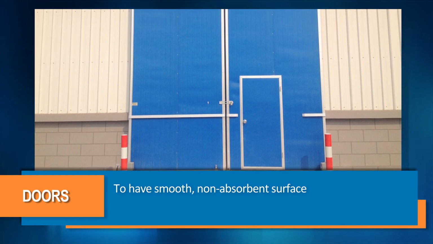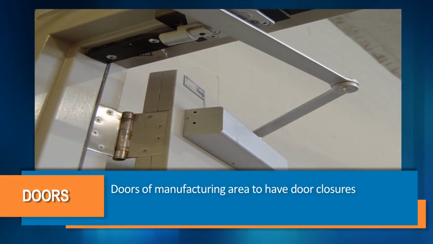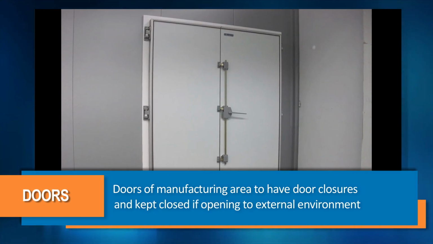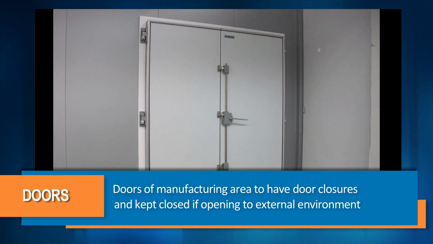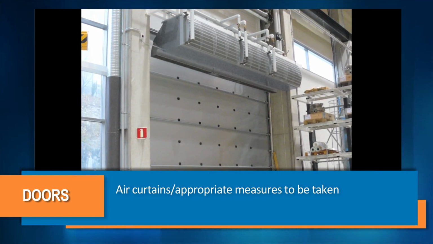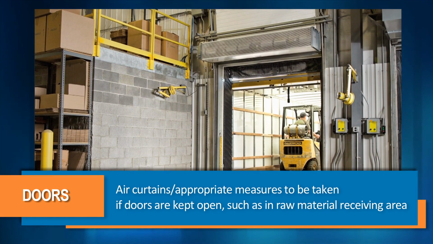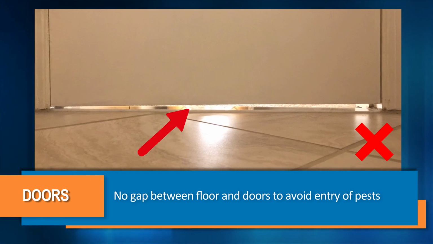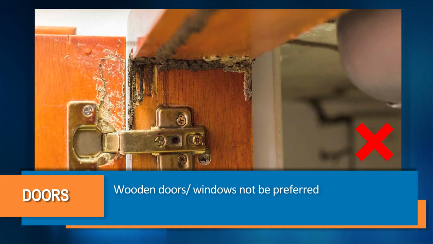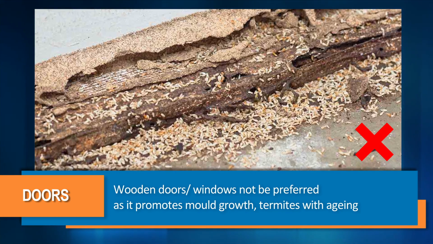Doors shall have smooth, non-absorbent surface with no flaking paint or signs of corrosion. Doors of the manufacturing area should have door closures fitted and kept closed if opening to external environment or to contaminated areas. Air curtains or other appropriate measures should be taken if doors are kept open, such as in raw material receiving area. There shall be no gap between floor and doors to avoid entry of pests. Wooden doors or windows should not be preferred as it promotes mold growth, termites with aging.